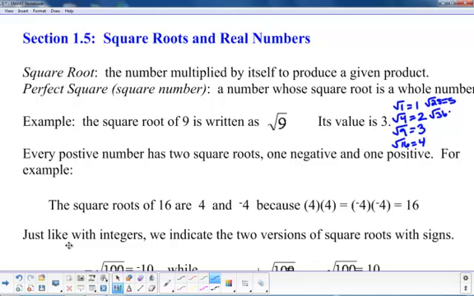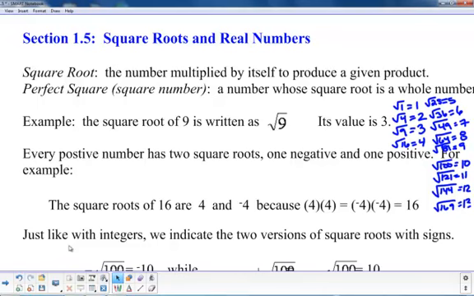Square root of 36 is 6. Square root of 49 is 7. Square root of 64 is 8. Square root of 81 is 9. Square root of 100 is 10. Square root of 121, 11. Square root of 144, 12. One more. Square root of 169, 13. Hopefully you know up to that, because you would just square these numbers. 13 times 13 is 169.